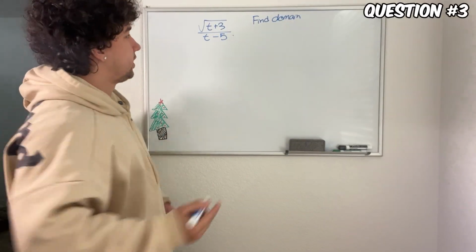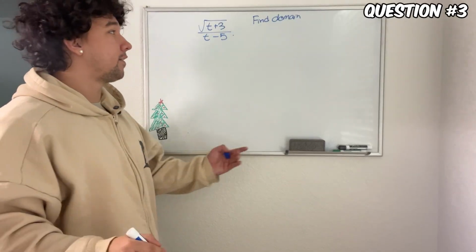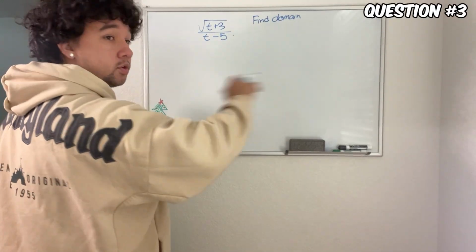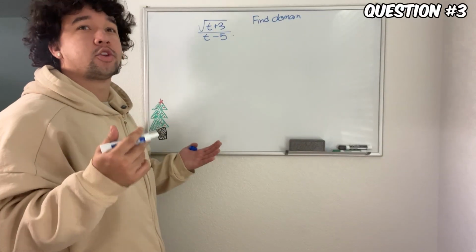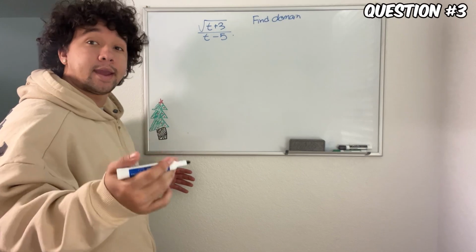All right, next question here gives us the square root of t plus 3 over t minus 5, and it's asking us to find the domain. The domain's infinite. It's all the x values from left to right. So to think of trying to find the domain is impractical. So what we do is we think of what the domain can't be. So in other words, what can't my x values be?